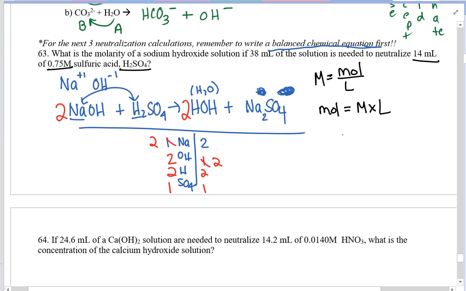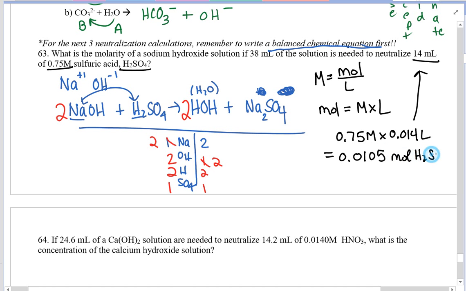So my molarity of sulfuric acid is 0.75. My liters is 0.014. I have to divide my milliliters by 1,000. So if I stop and plug that in my calculator, I've got 0.75 times 0.014. It looks like I have 0.0105 moles of H2SO4. Alright, so that's step 1, find moles. Now I'm trying to find, this is moles of H2SO4, I'm trying to find molarity of NaOH.